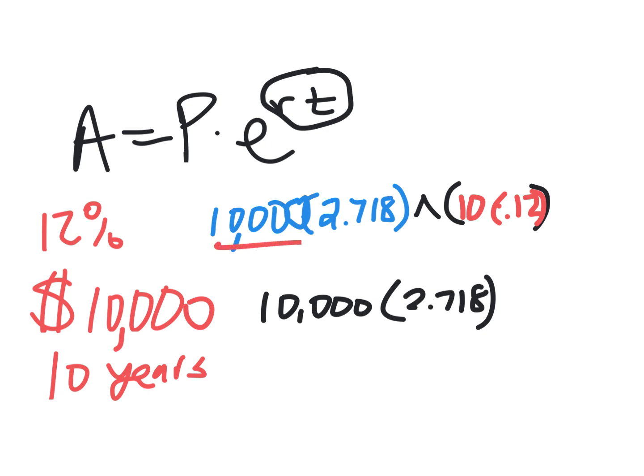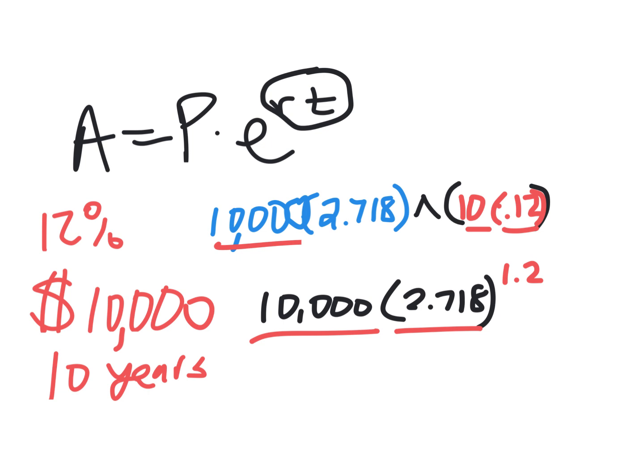So if you take this times this, which is an approximation of E, and then I could do this in my head. When I times 0.12 by 10, it would be 1.2. That would be a way to do it, part of it in your head.